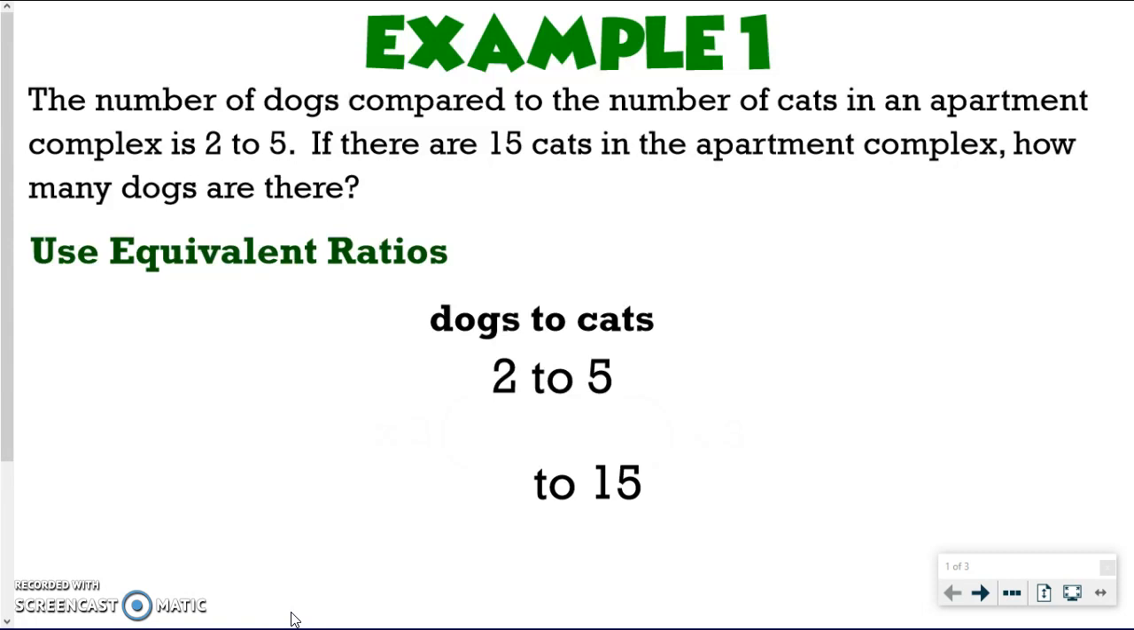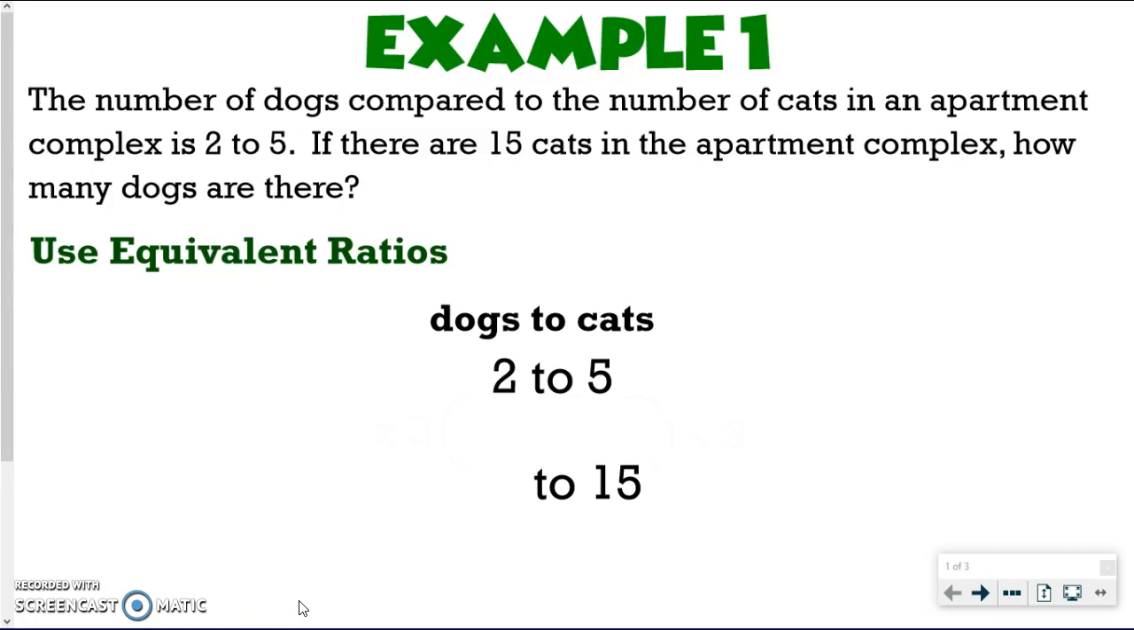So let's look at this first example. You should have your 3H notes open and following along. We got 3 examples and you're going to get a bunch of options to practice before trying that enrichment above and beyond assessment. So let's start with our first example. It says the number of dogs compared to the number of cats in an apartment complex is 2 to 5. If there are 15 cats in the apartment complex, how many dogs are there?